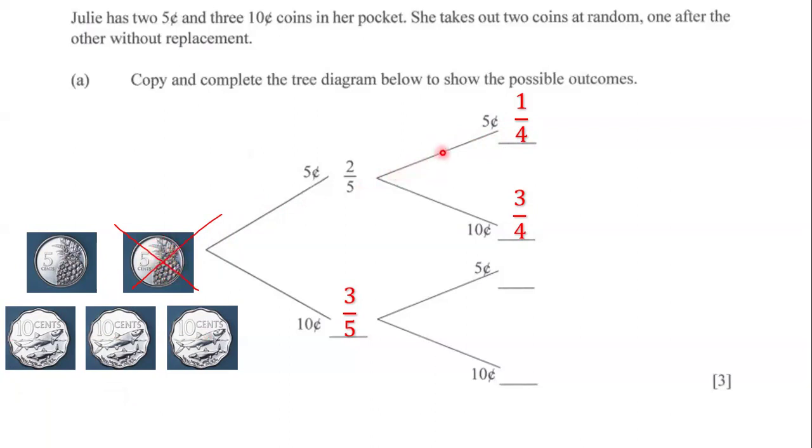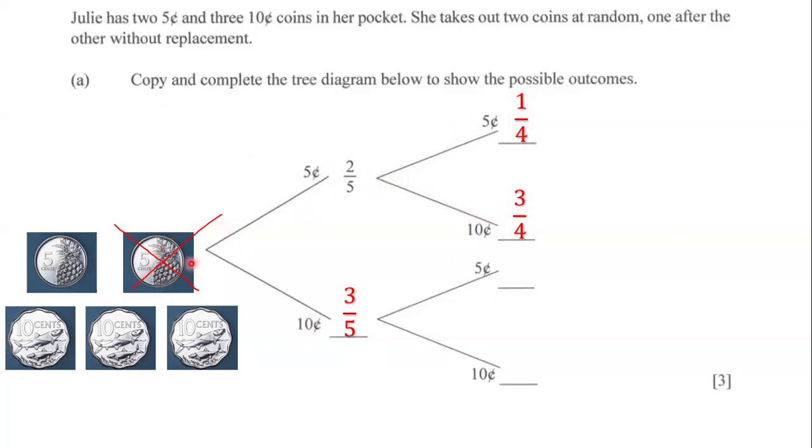Now, how many 5-cents are there? Well, there's only 1 5-cent, because the other 5-cent was taken. So the probability that she chooses a 5-cent after she already chose a 5-cent before is going to be 1 over 4. Okay, now let's move on to the next one. So here we know that she chose a 5-cent. After she chose this 5-cent, what's the probability of her choosing a 10-cent?